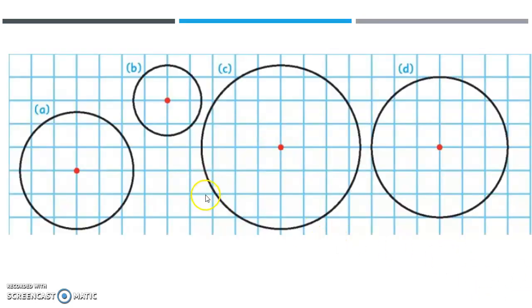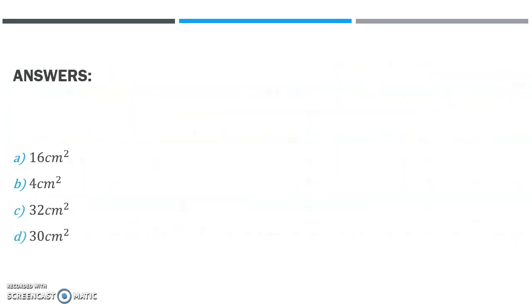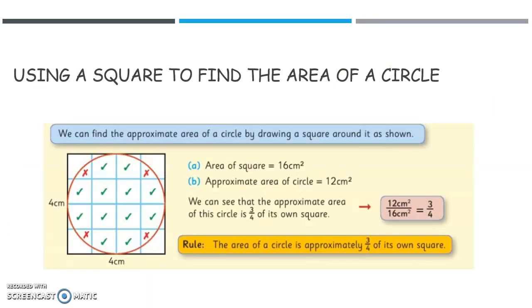So I want you to pause the video now, and in your copies you can try to find the area of these circles by counting the boxes. So remember, you're only counting the squares if it is half or more of the square in the circle. Alright? And these are your answers whenever you want to correct them.